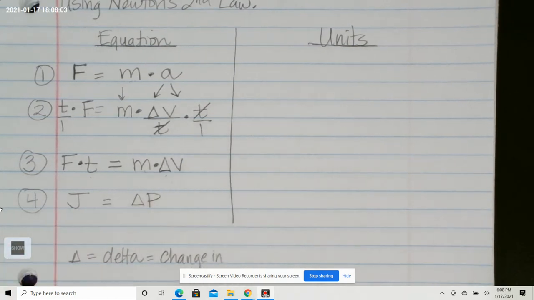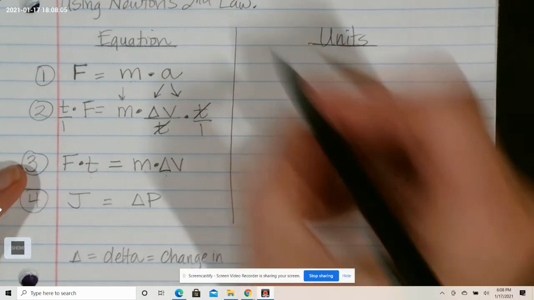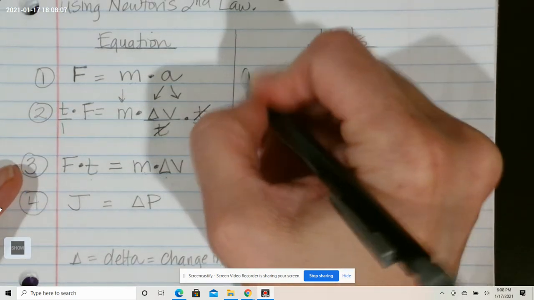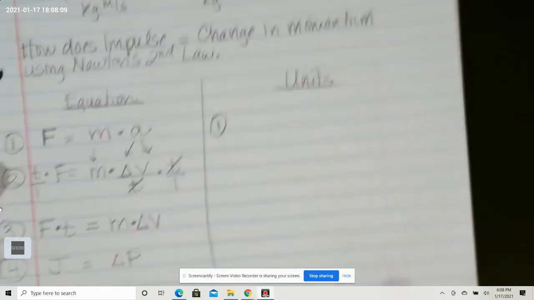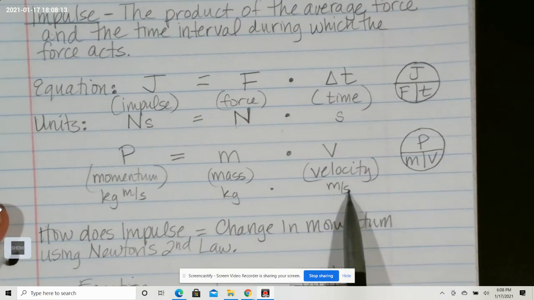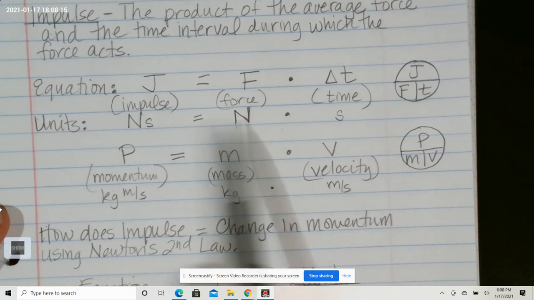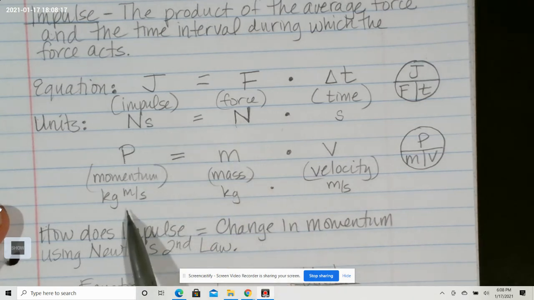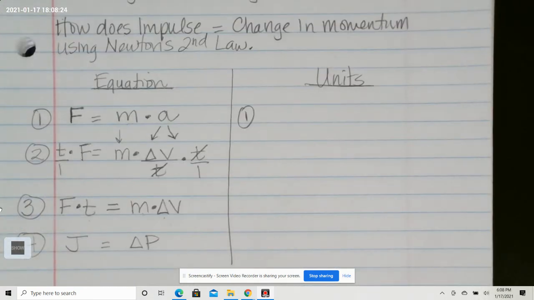All right, let's look at the units. How in the world do the units work out? Because up here we have a whole bunch of different units again. We've got a kilogram, we've got meters per second, we've got a second, we've got a Newton, we've got a Newton second, we've got kilograms meters per second. How do those all work out? Well, if the equation works out, shouldn't the units work out? Yes. Okay. So let's actually start from the bottom.